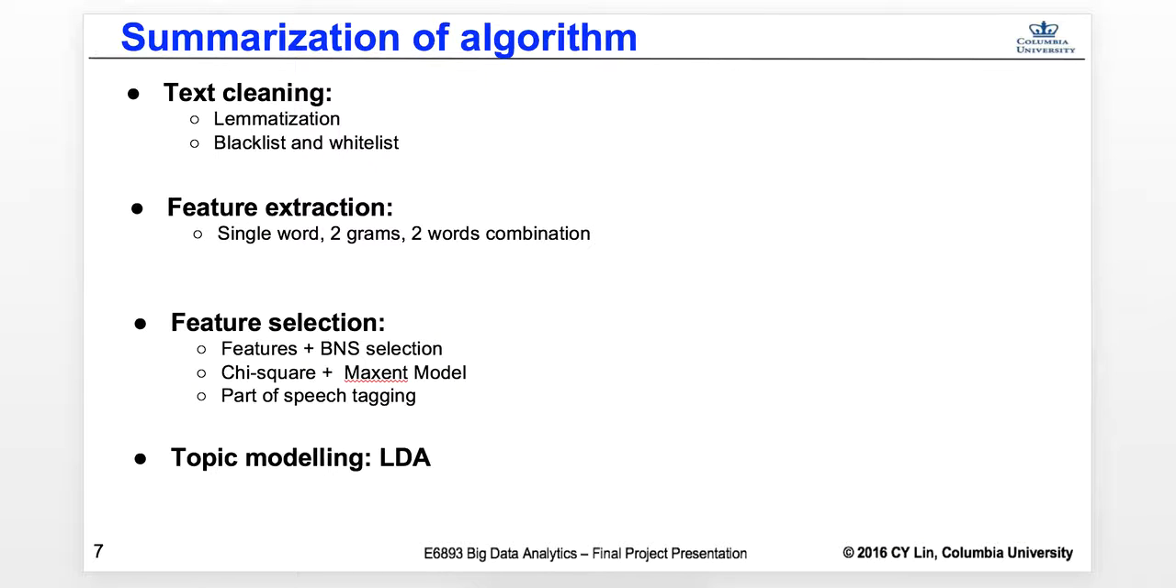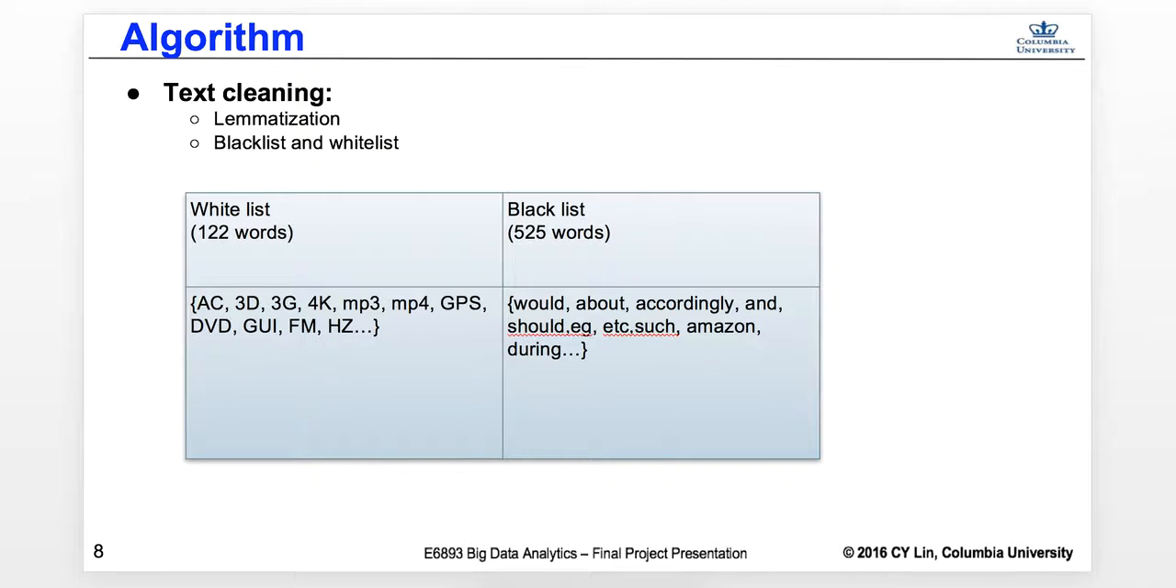Here is a summarization of our algorithm. We'll explore each step in detail. For the text cleaning process, we use lemmatization considering the readability of the features to people, and it also could remove the redundant information from the review.